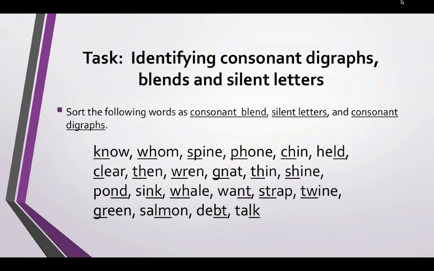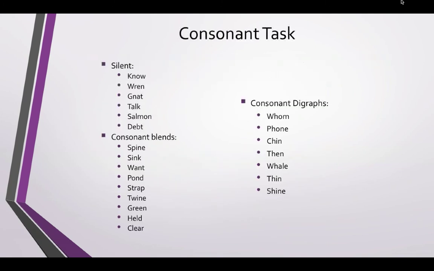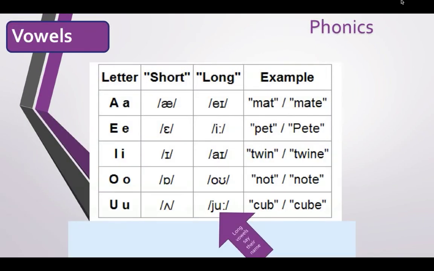So here's an activity for you. Take a moment and identify consonant blends, silent letters, and consonant digraphs. Again, you can pause, and in a moment you'll see the results of this, but it would be a good time to pause and make sure you can identify blends, digraphs, and silent letters. So then this is the breakdown of silent letters, consonant blends, and consonant digraphs. We move then on to vowel sounds.